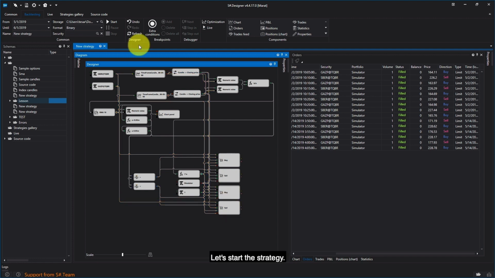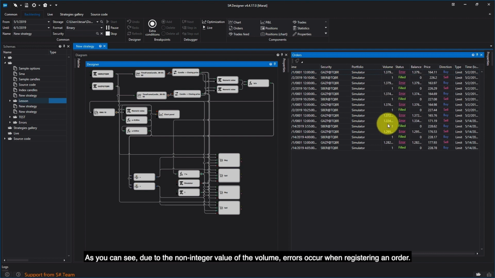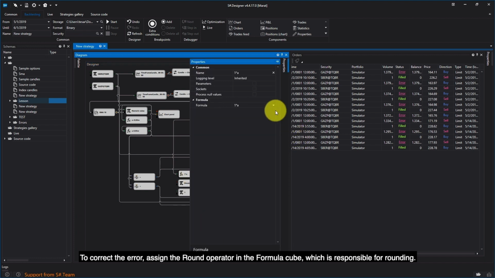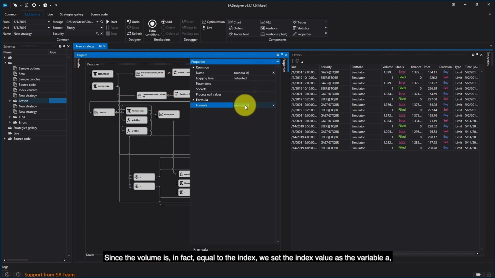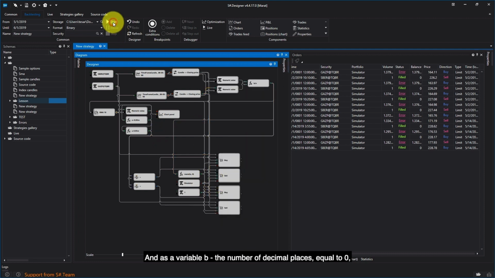Let's start the strategy. As you can see, due to the non-integer value of the volume, errors occur when registering an order. For our example, we considered the basic principle of the volume dependence in order, not to overload the schema. To correct the error, assign the round operator in the formula cube, which is responsible for rounding. Since the volume is, in fact, equal to the index, we set the index value as the variable A, and as the variable B, the number of decimal places equal to 0.